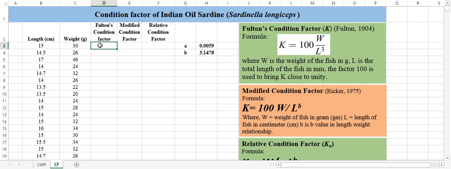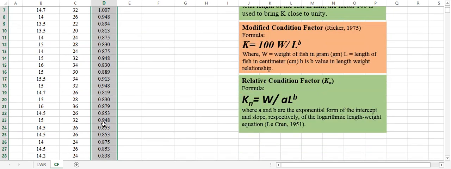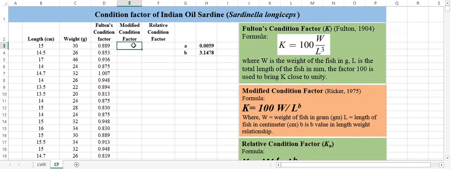First we will calculate the Fulton condition factor. The Fulton condition factor is equal to 100 into W, where W is weight, by L, meaning length, to the power 3. By selecting all, you can get the Fulton condition factor for all the samples. Now calculate the modified condition factor. It is also the same, but instead of 3 you have to give the b value.